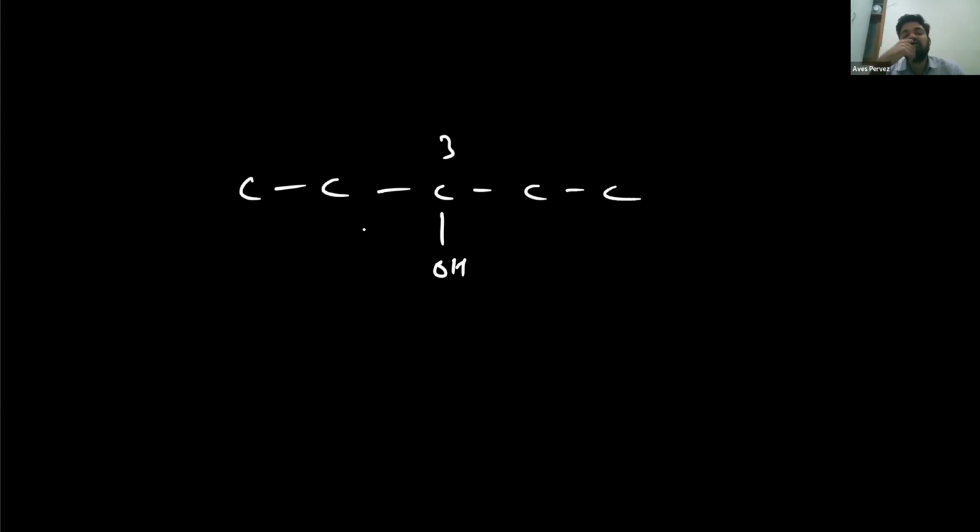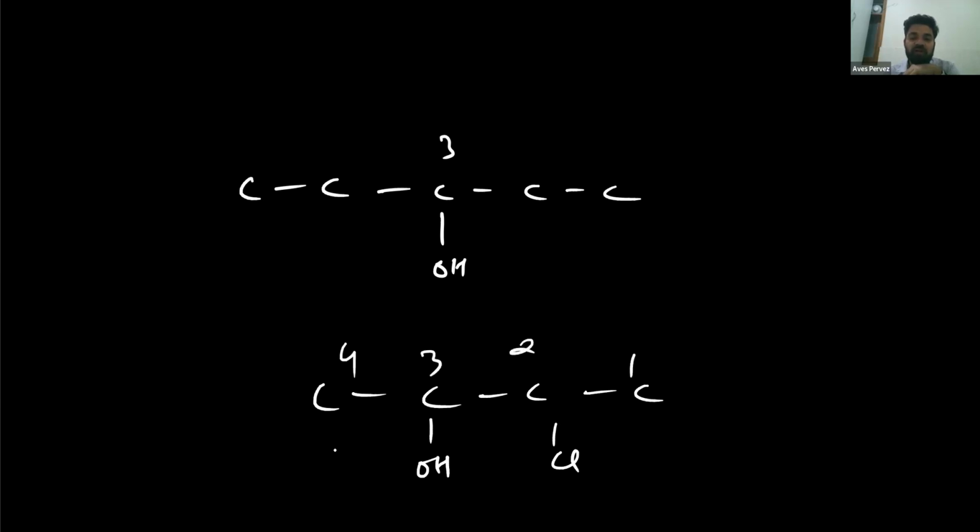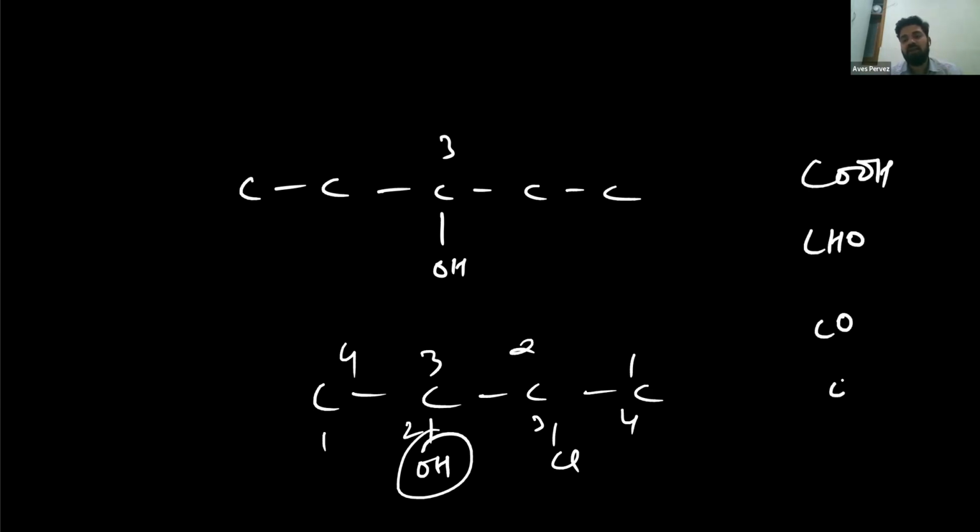So the main functional group should get the lowest possible number. For example, if I have 1 chlorine and 1 OH group, I will number 1, 2, 3, 4 this way, or 1, 2, 3, 4 the other way. Since alcohol is the main functional group, it gets priority. These are the 4 main functional groups: carboxylic acid, aldehyde, ketone, and alcohol.